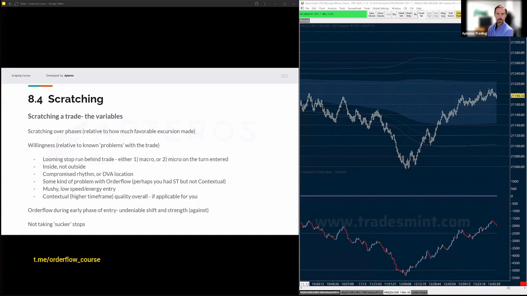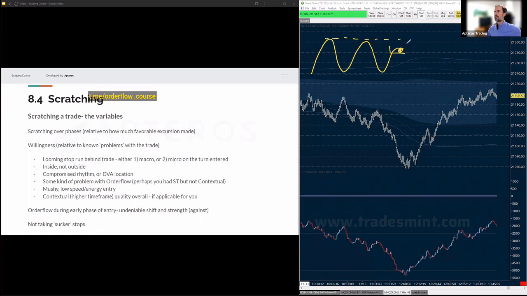A looming stop run behind where we got in, either macro or on the micro at the turn we selected. What does that mean? You should know. Rotations. We are getting short. Guess what? We're getting in short inside, not outside, right? There's potential for stop run through this level. That's a problem in our back right there.